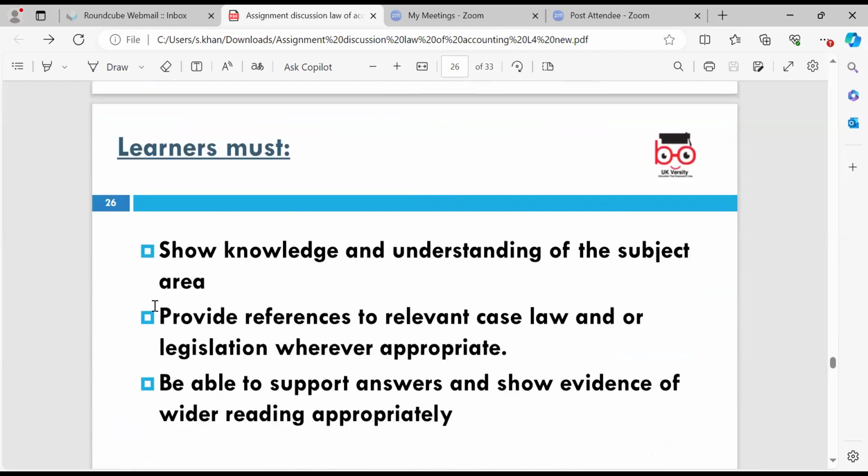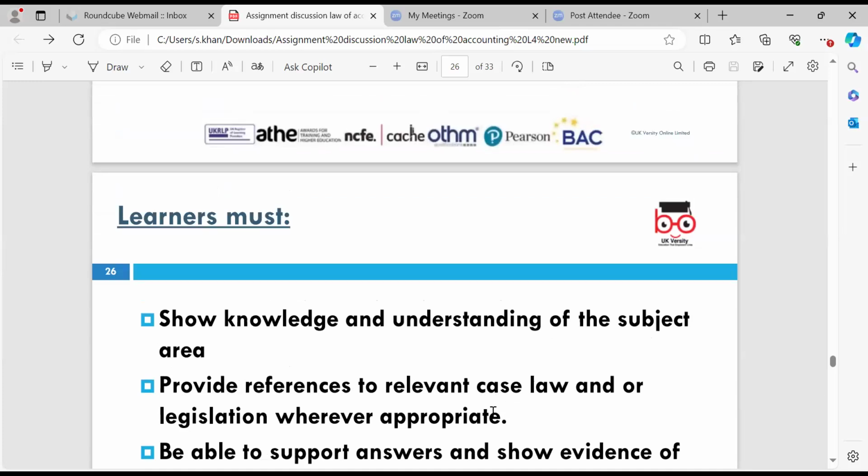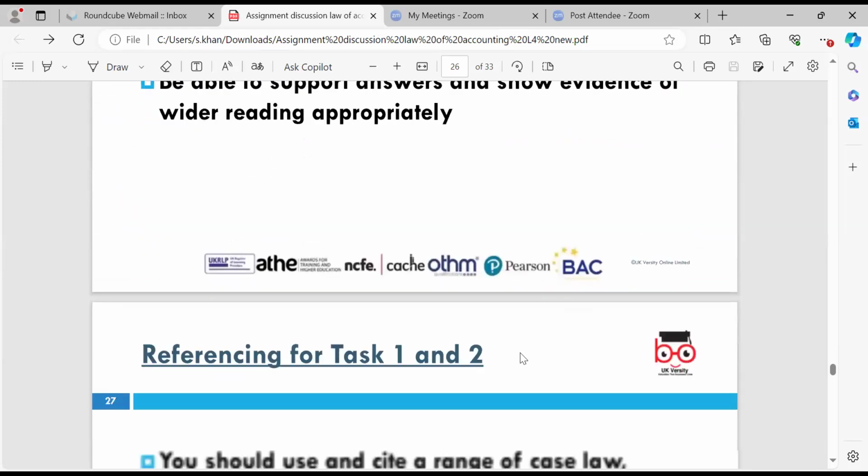In both the tasks, so task 1 and task 2, you need to show that you have knowledge and understanding of the subject area. You need to provide references and relevant case law and legislation where appropriate, and be able to support your answer with wider reading. Are you all okay with task 1 and task 2? Task 1 is quite big, has quite a lot, A, B, C, and D, and task 2 is not as big as task 1. Is that okay? So it's up to you whether you want to do the extension activities, which is if you want to gain a merit or distinction. It's up to you whether you want to stick to the pass ones. Any questions?